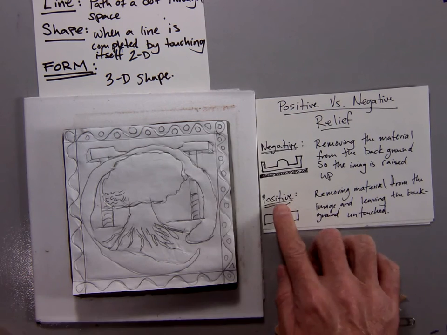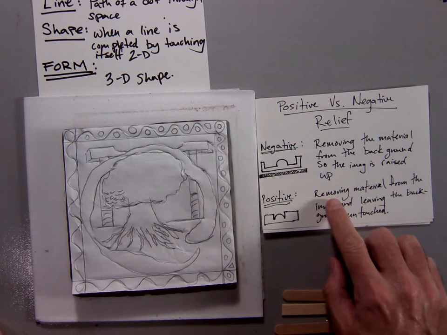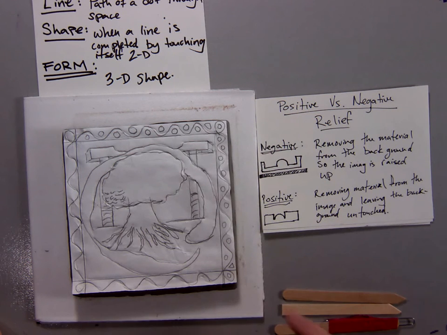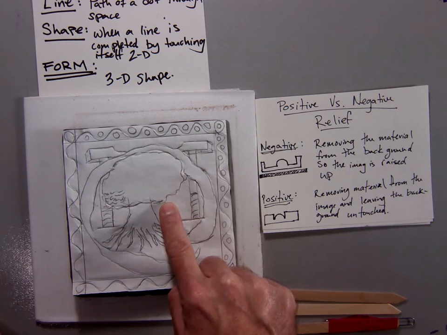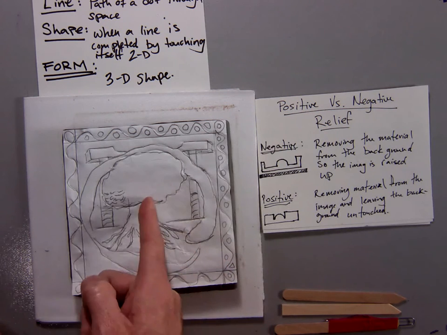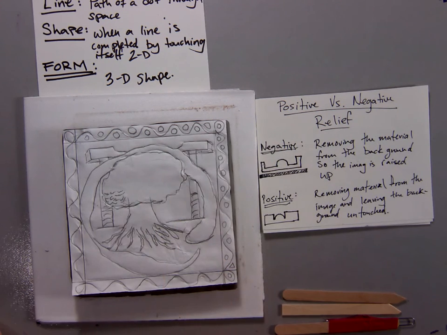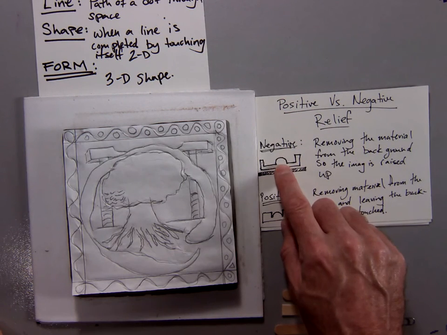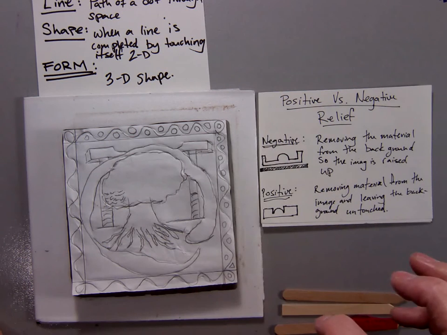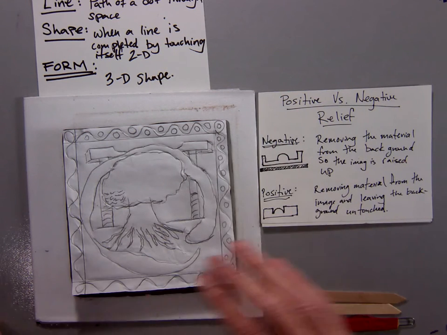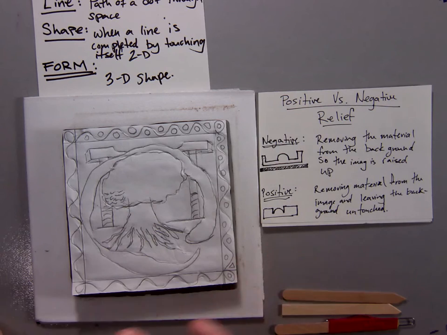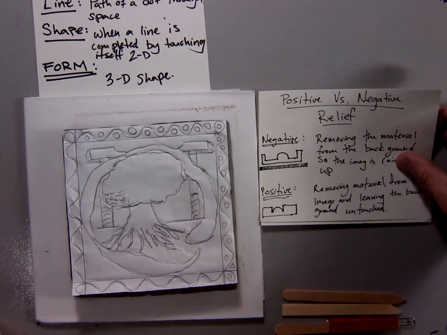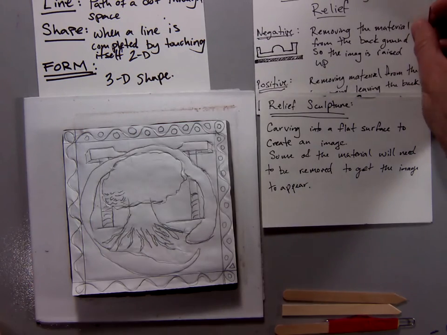Okay? Positive relief sculpture is when you start removing material from the image itself and you leave the background untouched. So if I left this background untouched and I started carving this tree down to make the tree formed, that would be a positive sculpture. Like, pretend this is the sun. I leave the background and carve the sun down so the sun looks rounded, but it's carved into the image. So that's the difference between positive and negative relief sculpture.